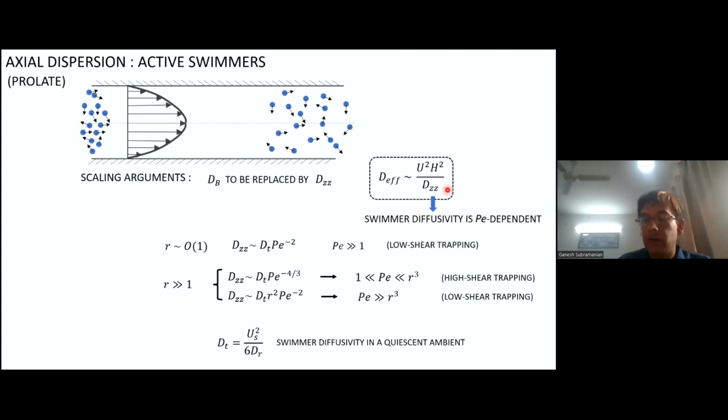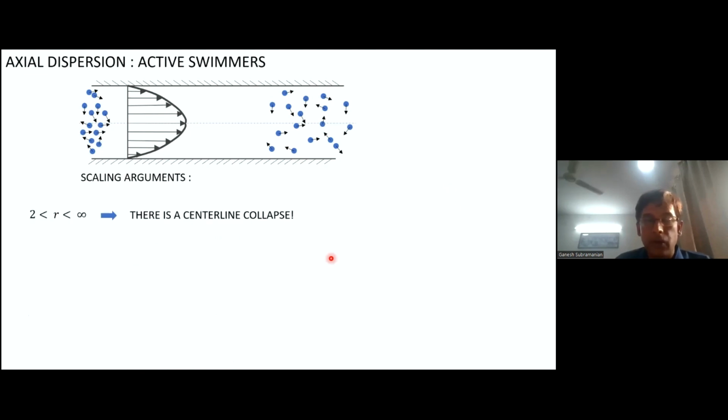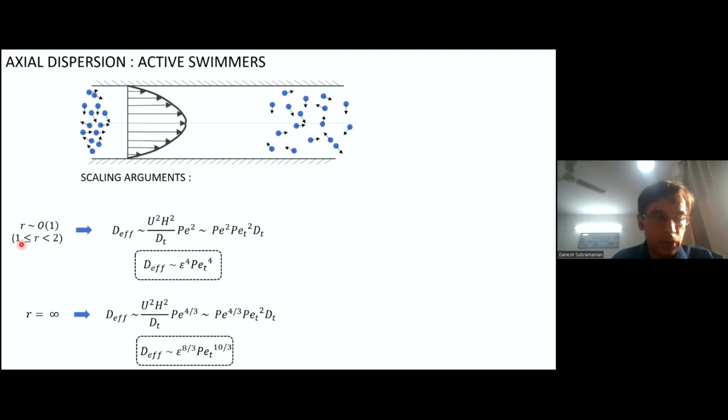So you might call this the classical scaling argument. And the idea here, over whatever content of the talk remains, is to see if this works. Let me just tell you that there is one subtle regime that I didn't speak about in the earlier case. I just told you that for any finite aspect ratio, the diffusivity eventually scales like Peclet power 4. But that's not actually true.